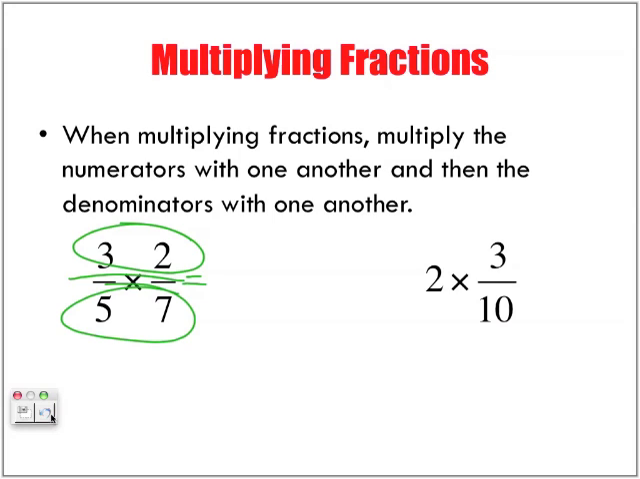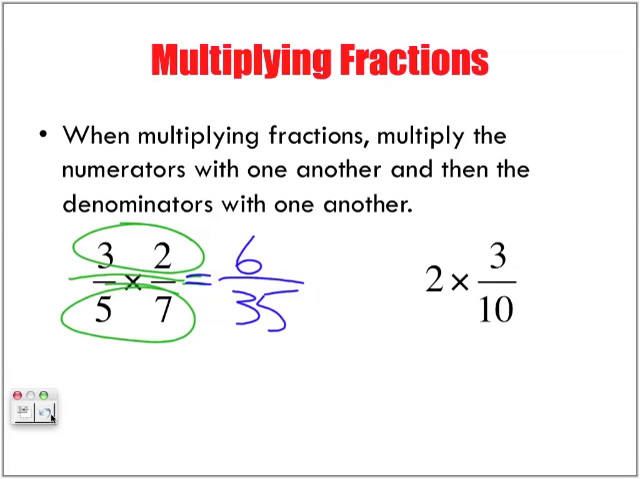So when we multiply them, 3 times 2 is 6, 5 times 7 is 35. Now, we always look to simplify, regardless. Just because we get an answer doesn't mean we're done. Always look to simplify your fraction to lowest terms. Sometimes it might already be in lowest terms, sometimes you may need to change it. Can I divide anything evenly into top and bottom? No. So my answer is 6 over 35.